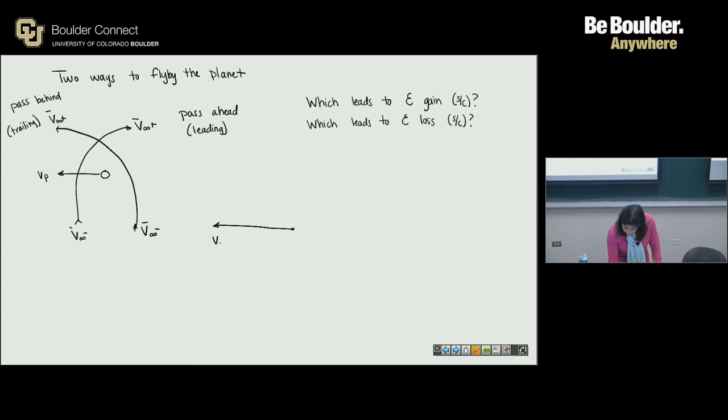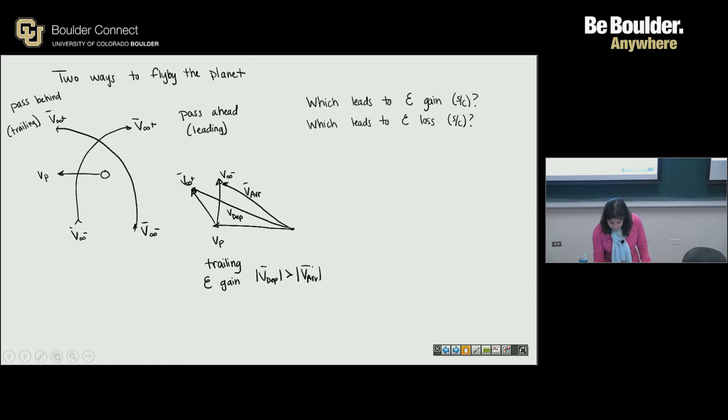Let's just do the behind case. So here's the velocity of the planet. I tried to make this vector diagram somewhat easy. So here's V infinity minus, V infinity plus going this way. So here's our velocity at arrival and our velocity at departure. So here we've got trailing, and we've got an energy gain, because the magnitude of V departure is going to be greater than the magnitude of V arrival.